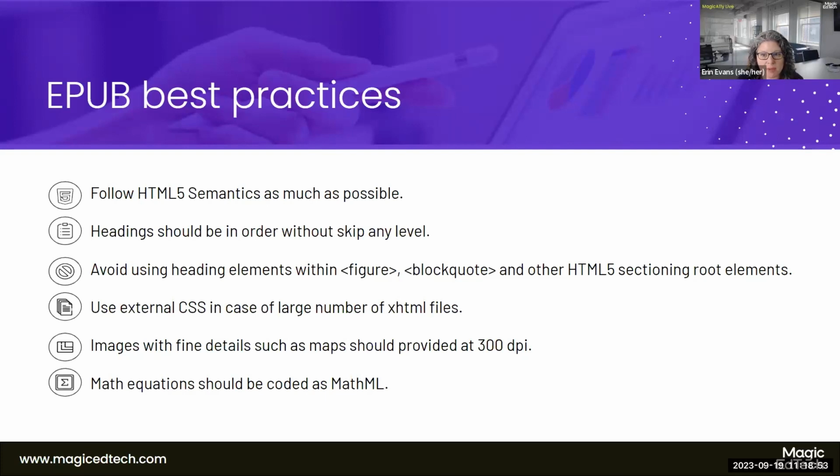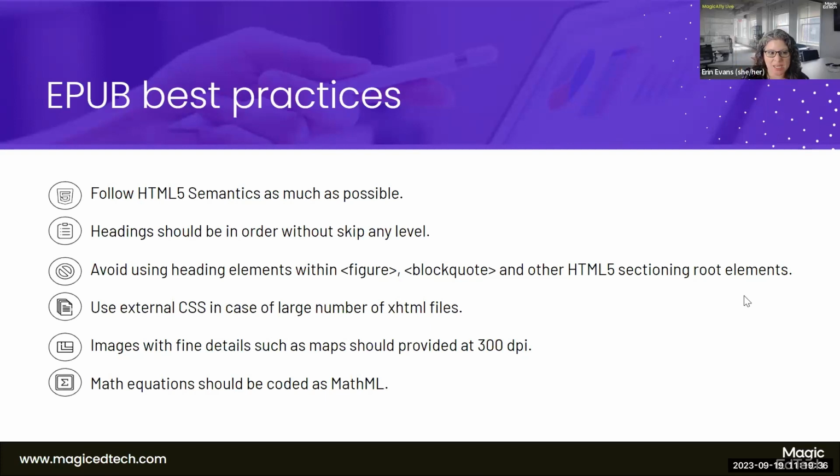If you have a large amount of XHTML files, you might want to consider how you're utilizing your CSS, and use that CSS in order to format all of your files for consistency. Images, as Tarveen mentioned earlier, images with text and other images, especially something that's very detailed. The example we have here is a map. I was actually looking at a map the other day. It's a historical map, and it is very hard to see what's going on in it. So when possible, make sure you provide those detailed images at 300 DPI, which is going to give you the best resolution as you move forward.